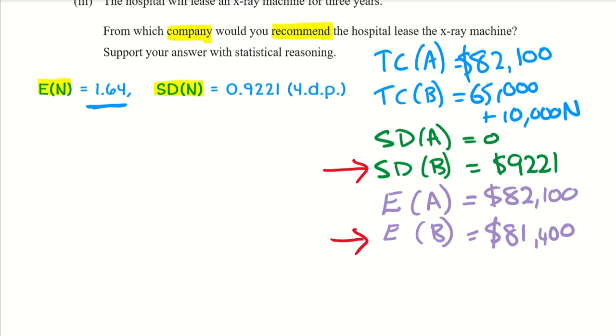However, company B is far more variable in its cost. Company A is a bit more expensive, but it has no variation in the cost. So this is what I want to be able to explain and justify in terms of making a recommendation. I want to take both the expected cost and the variation in the cost into account when making this decision. And so I am going to recommend company A.